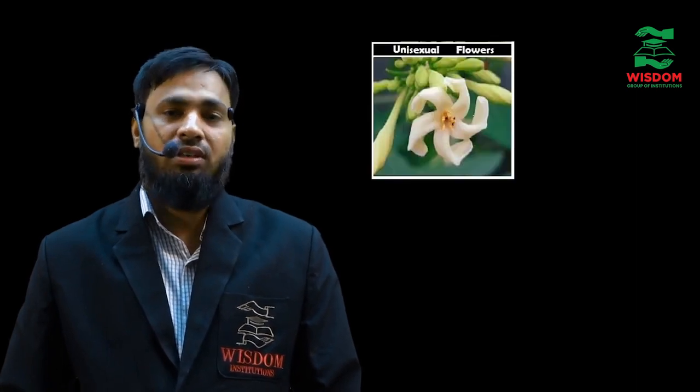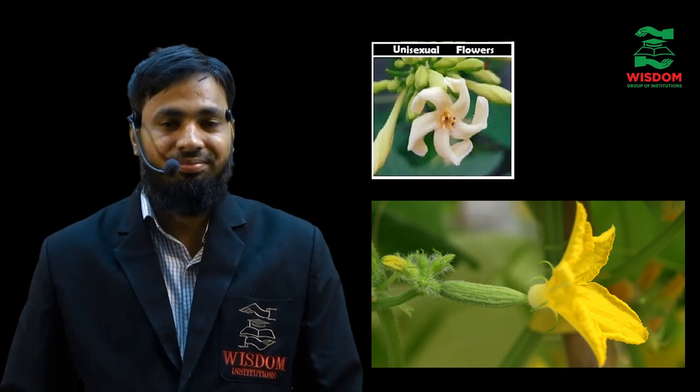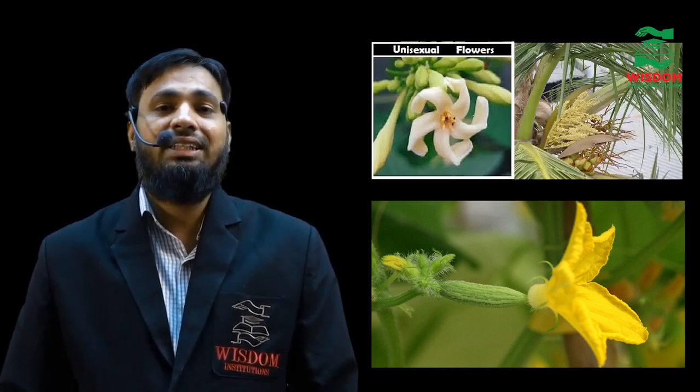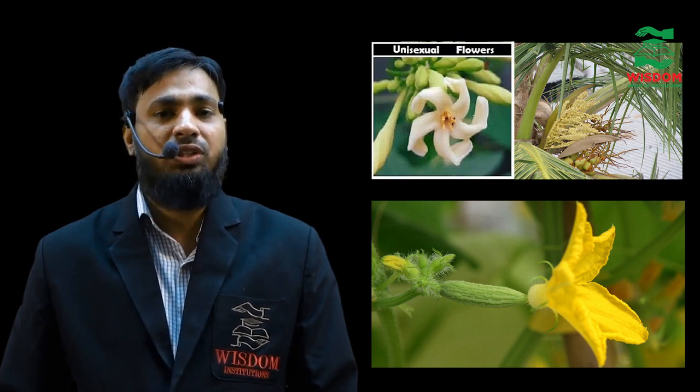We can give an example. For unisexual flowers, we can give the example of cucumber, coconut. These are the examples of unisexual flowers, whereas bisexual flowers are pea, hibiscus, etc.